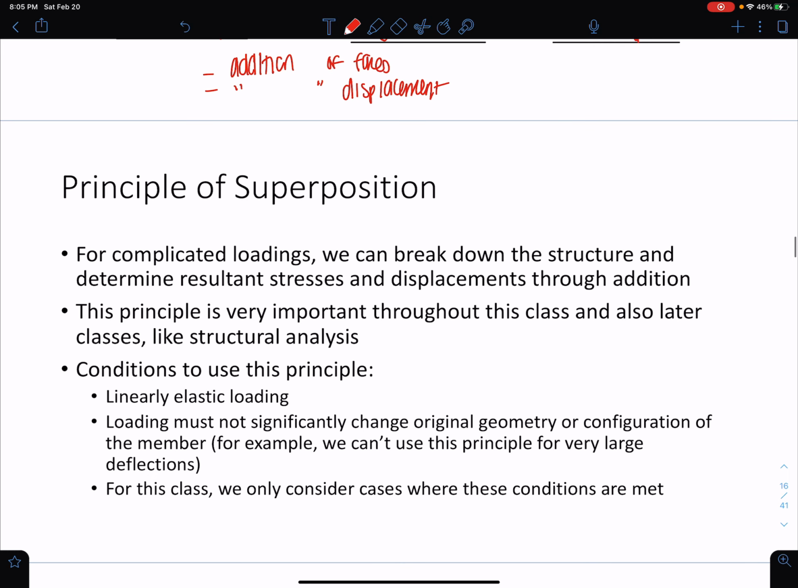We have some conditions when we're using the principle of superposition, and that is that our systems have to be linear elastic. We can't have any massive changes in geometry, and for the purposes of structural analysis or engineering, we really don't have any large geometry changes or any large deformations. We're dealing with very small deformations. So for this class, we will only consider cases where this condition has been met.